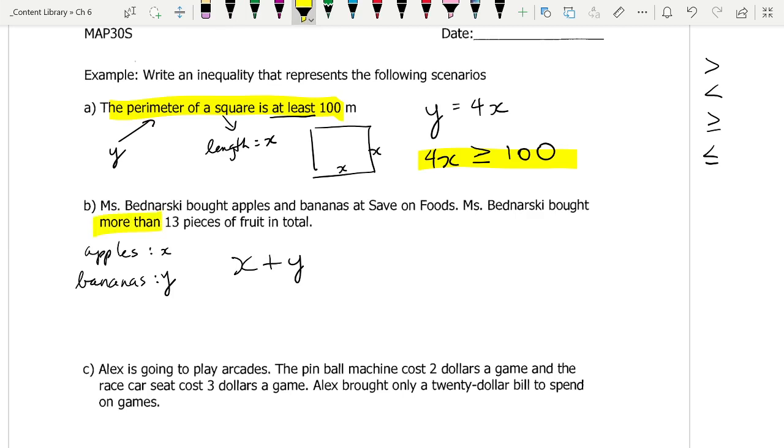Which symbol are you looking at? Greater than or equal? I would say just greater than. Is 13 more than 13? So I don't want an equals on this one. More than implies that it can't be 13. Does the logic on that make sense to you? Why can't you just put an equal sign? Because it's more than, it's not equals. That's why we can't use equals.